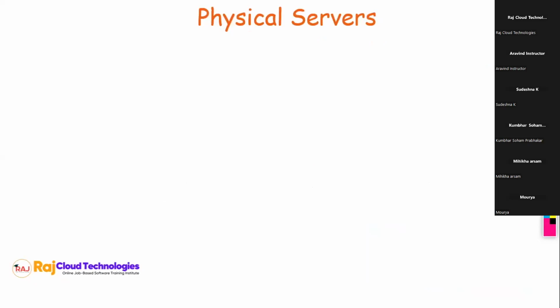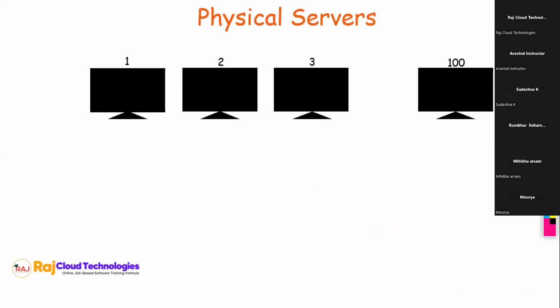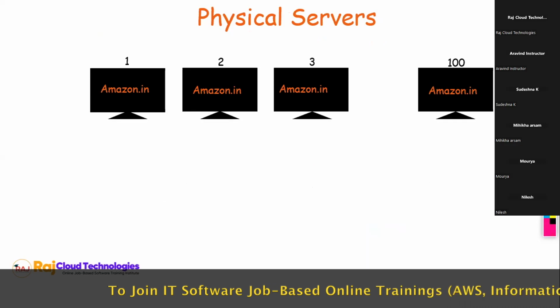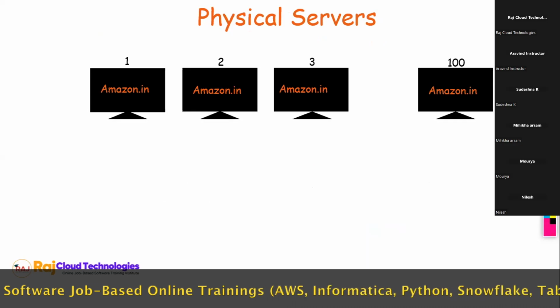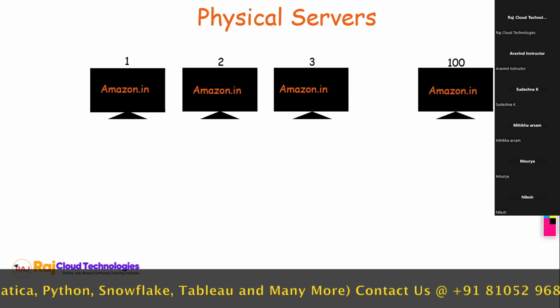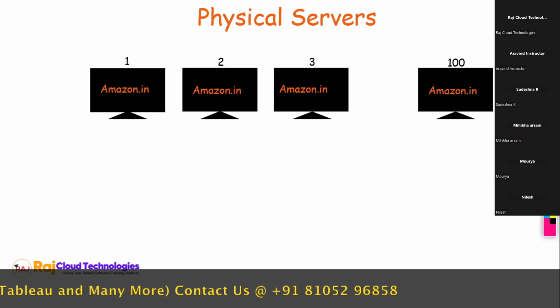Let's discuss a scenario. I have a software company. In my company, there are 100 physical servers. I'm using these 100 physical servers for deploying one application, the Amazon application. I have deployed this e-commerce website. You all know Amazon.in, where you purchase all electronic items and whatever goods you want. This application is running on 100 physical servers.